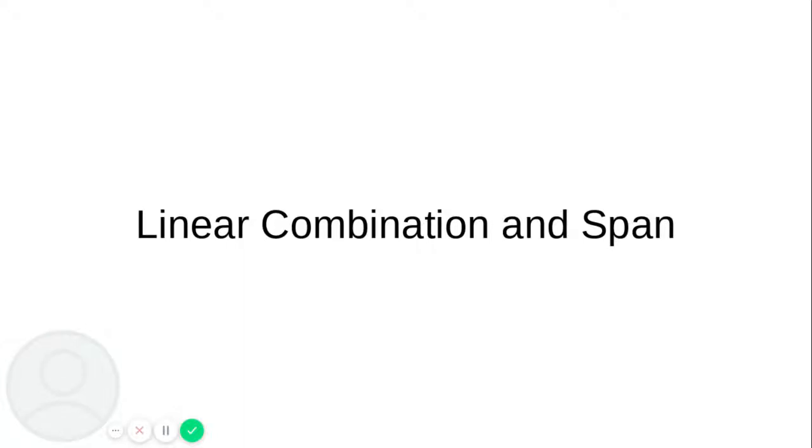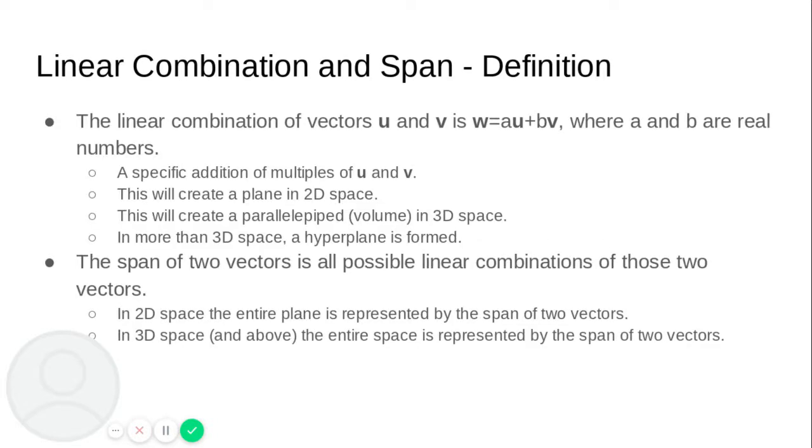So today we're going to talk about linear combination and span as part of linear algebra. Just some definitions. The linear combination of vectors, for example, u and v, is w equals au plus bv, where a and b are real numbers. So basically this is any combination of u and v with any coefficients. That says a specific addition of multiples of u and v.